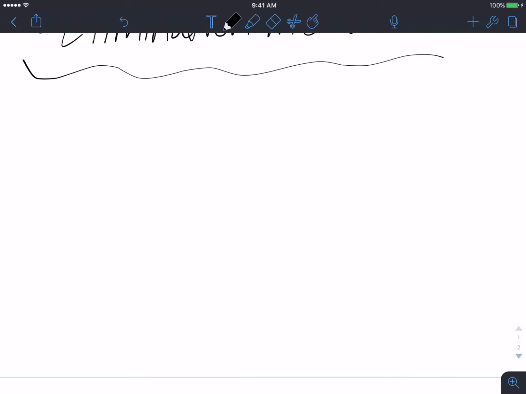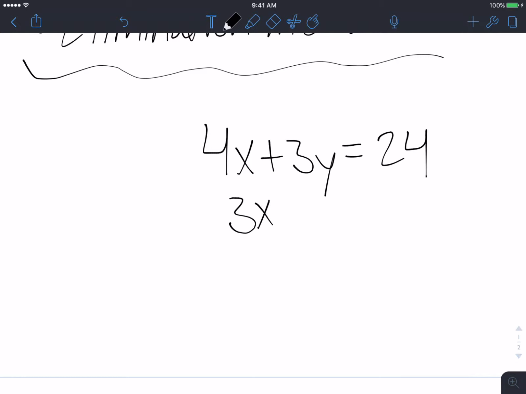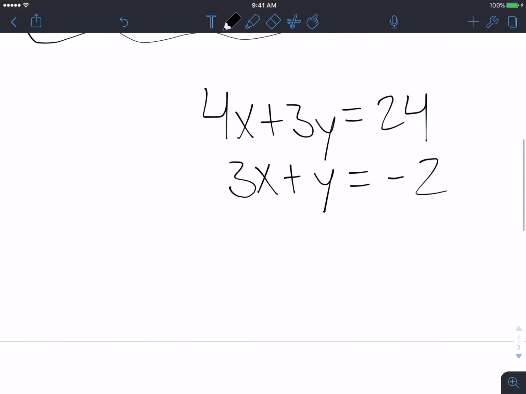So the first example we have here, it says, how do you solve each equation using linear combinations? So the example is 4x plus 3y equals 24, and 3x plus y equals negative 2. So basically, solve for x, solve for y, okay? That's what we're trying to find out.